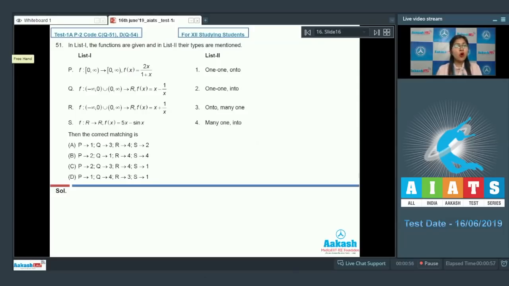Now next is column matrix type questions. So let's discuss question number 51 now. In list 1 the functions are given and in list 2 their types are mentioned. So let's start with option number P first. Here it has been given that let's take f(x) equal to y.